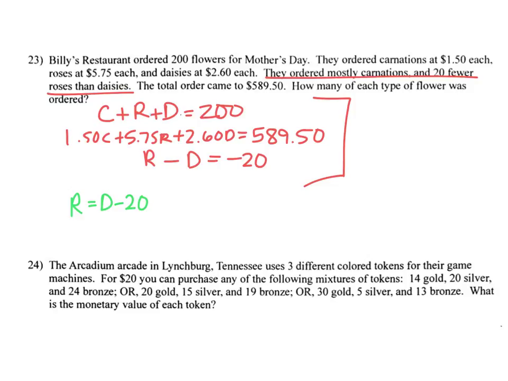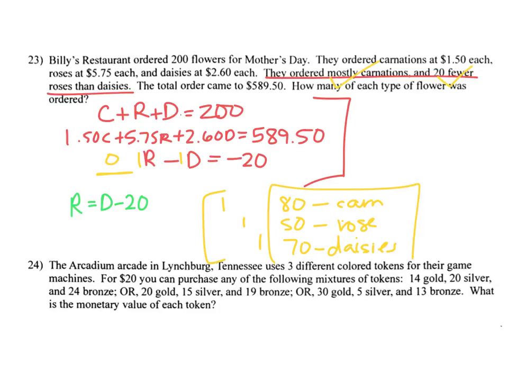All right, so I set up my matrix. Remember that in this last row, there are 0 carnations, so you're going to put a 0 in that spot: 0, 1, negative 1. When I got my answer, I've got ones running diagonally, and my last numbers are 80, 50, 70. That means there are 80 carnations, because that was my first variable, 50 roses, and 70 daisies. Then you want to read to make sure that makes sense. It says they ordered mostly carnations, so that works. They ordered 20 fewer roses than daisies. That works out too. So I know that answer makes sense.